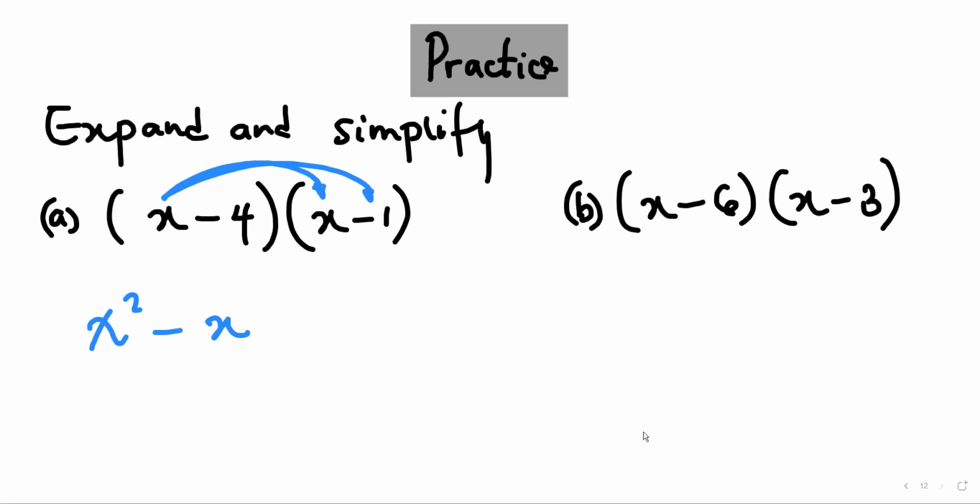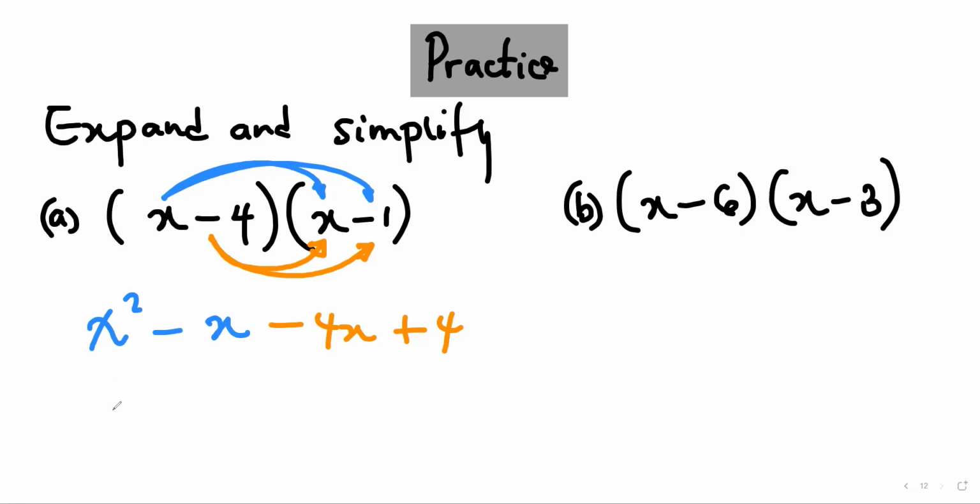Minus x, right? Yes, minus x. And then you take this minus 4 from here and multiply x. 4 times minus x is minus 4x. And then you do minus 4 times minus 1, which is plus 4.